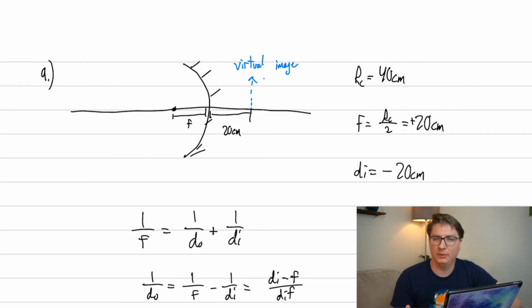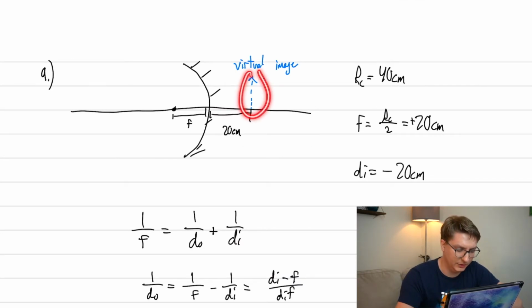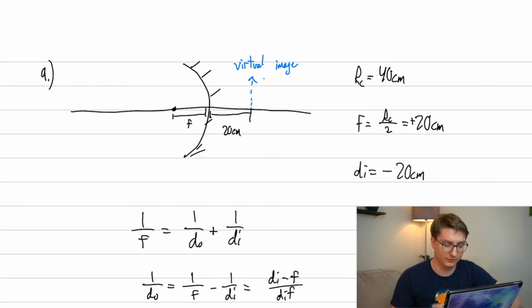Okay, so this is a problem where we're given the image, we're given how far away it is, and we're also told something that gives us the focal length, and we actually want to figure out the distance to the object. So we're told the radius of curvature of the mirror. It turns out the focal length is just that divided by 2. That's just a little fact you need to know. Focal length is 20 centimeters. Distance to the image, now we have to be very careful with this, is negative 20 centimeters.